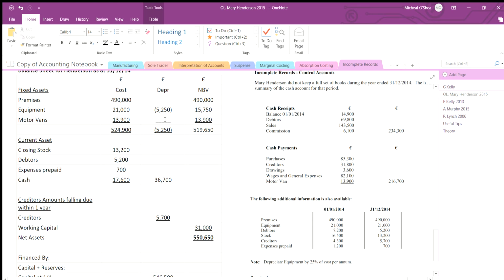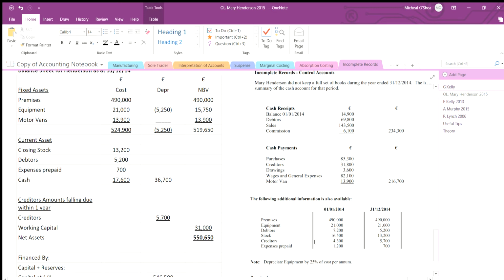There was no depreciation, so my net book value remains at 13,900. I total all that up here, and then I have my total net book value for fixed assets of 519,650. There was no financial fixed assets, there's no investments or anything to add. So my next thing is current assets.